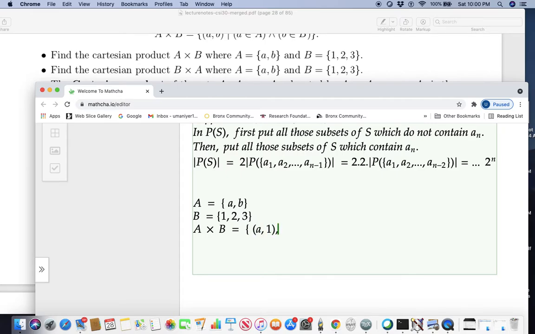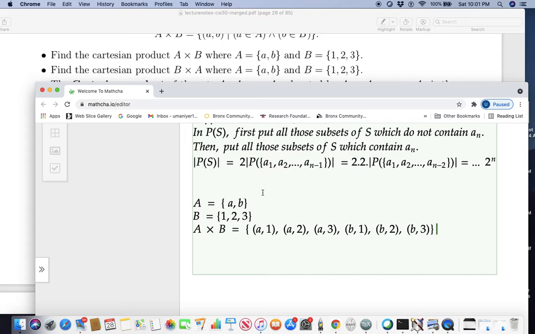(a,1), (a,2), (a,3), (b,1), (b,2), (b,3). So you see, A cross B consists of pairs. In each pair, the first entry is from A, the second entry is from B. So capital A has 2 elements, capital B has 3 elements, A cross B has 6 elements.